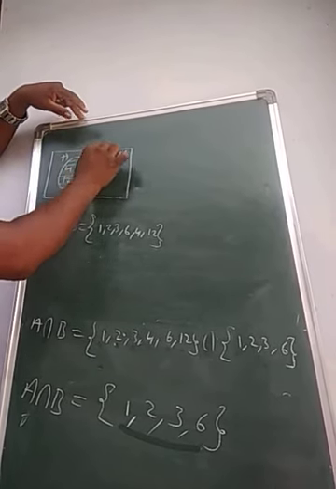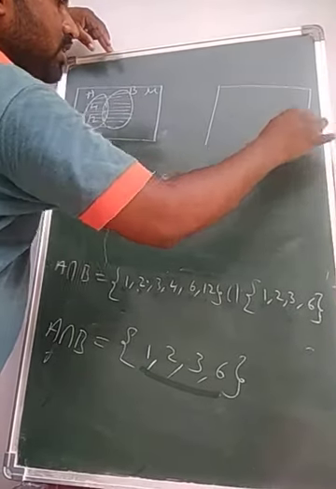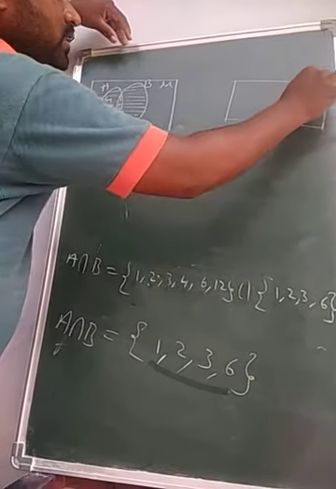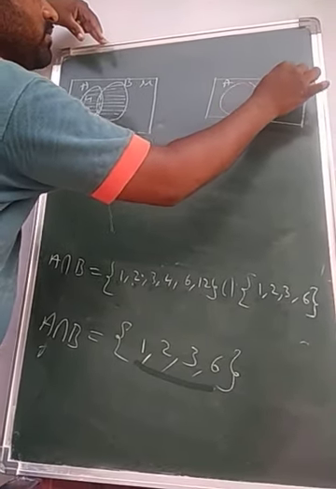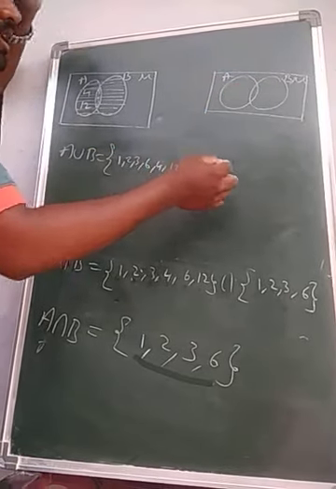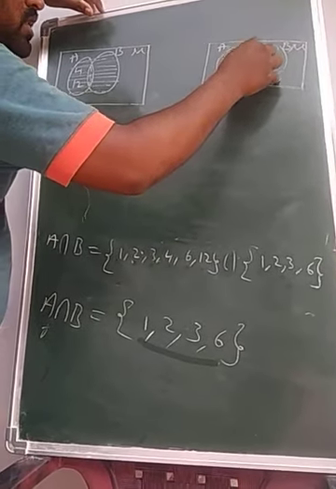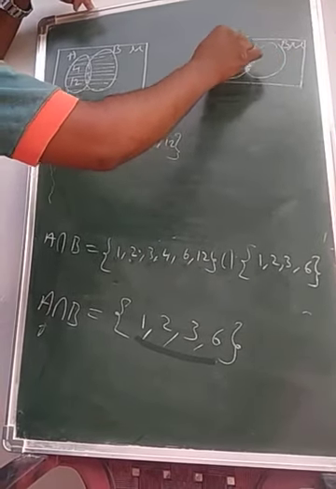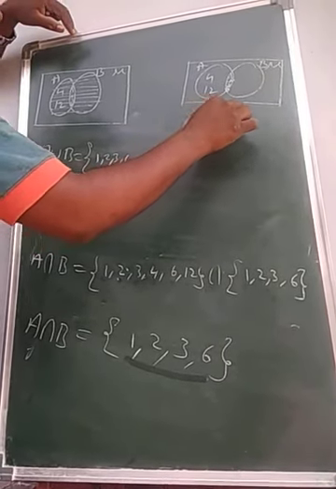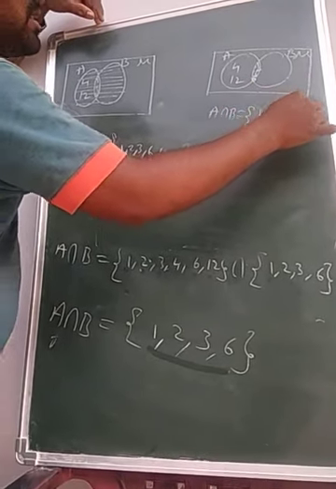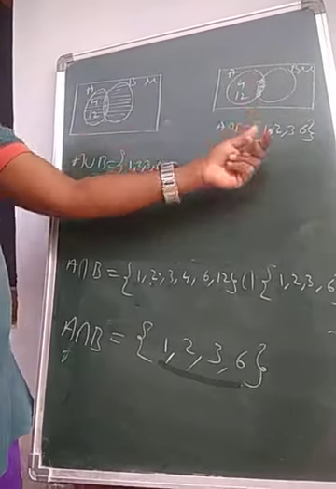So for A intersection B, again draw a rectangle. It is a universal set. Set A and set B. What are the common elements to both the sets? They are 1, 2, 3, 6. Except 1, 2, 3, 6, 4 and 12 are not here. And A intersection B is equal to {1, 2, 3, 6}. Then you just shade the common elements. Only that should be shaded here. Okay?